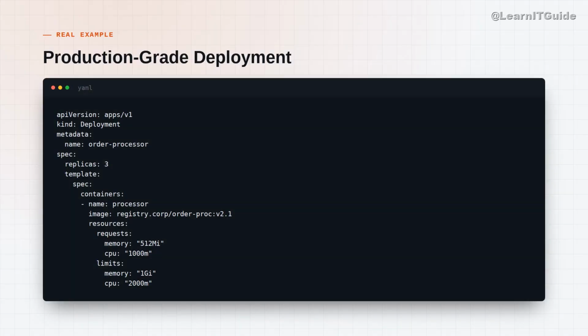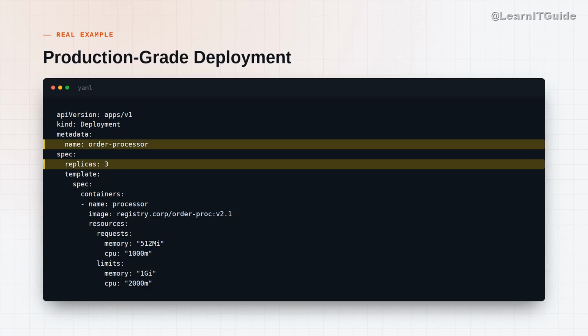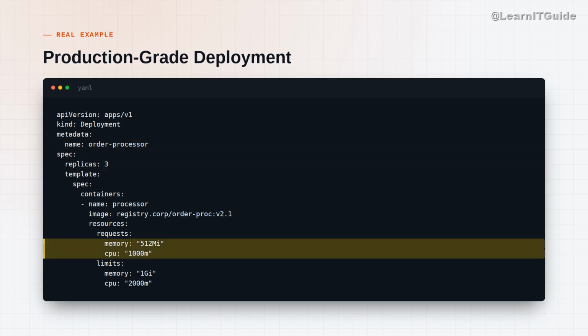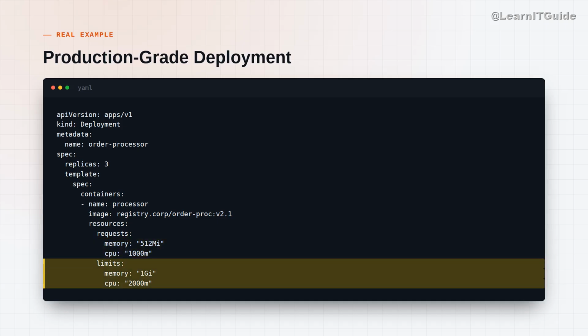In a production environment, you should always use a deployment object rather than a raw pod. Here, we are deploying an order processing service with 3 replicas. Notice the requests are set to 1 full core and 512 megabytes of memory. This ensures that even during high load, our processor has dedicated compute power. By keeping the limit at exactly double the request, we allow for predictable performance bursts without risking node instability.